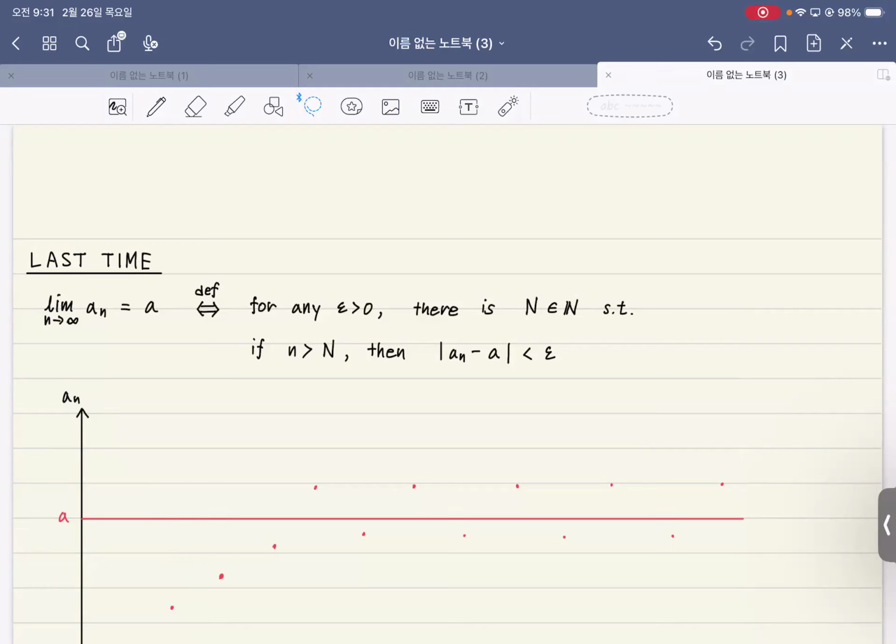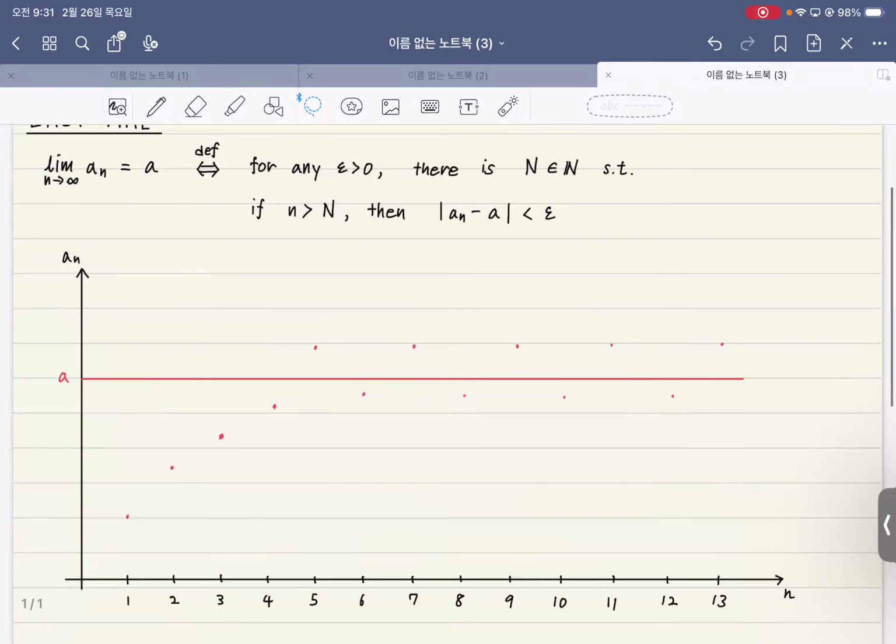I remember that last time, we tried to describe this by using pictures. And today, as I promised, we will study this definition, this time by looking at a non-example.